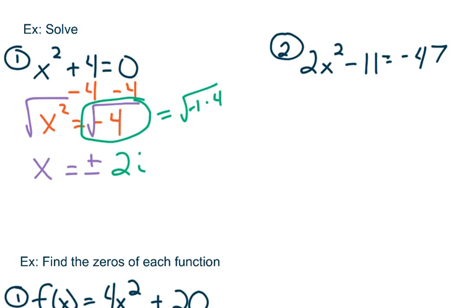Okay, let's try another one here. Number 2, 2x squared minus 11 is equal to negative 47.